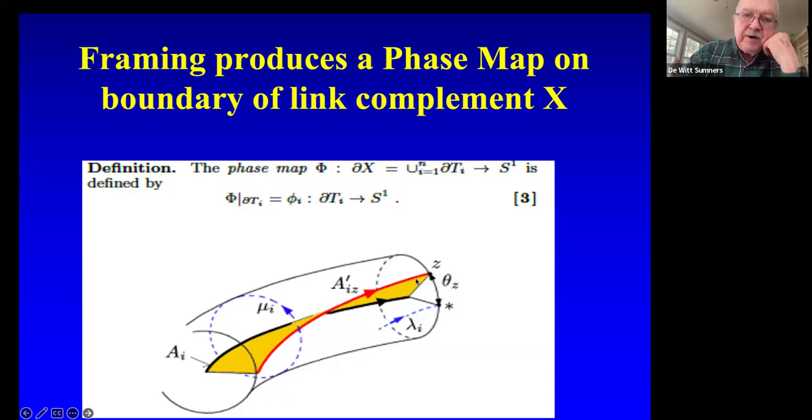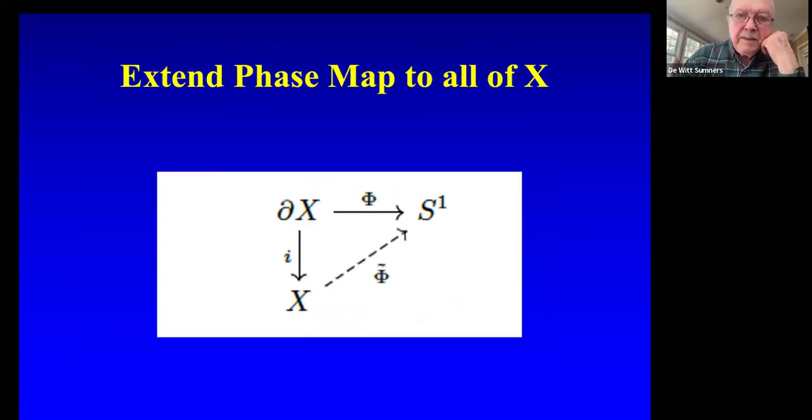So the phase map is defined because you already have the framing. The framing gives you the phase map. So you've got a phase map already defined on the boundary of X, the boundary of the bounded link complement. It's a bunch of tori. So you have phi defined on boundary X to S1. You have, this is the inclusion map. You want to extend this to a map on the entire complement X. Once you've done this, you've got the phase map everywhere. You can simply then use the pullback to get yourself a Seifert surface.